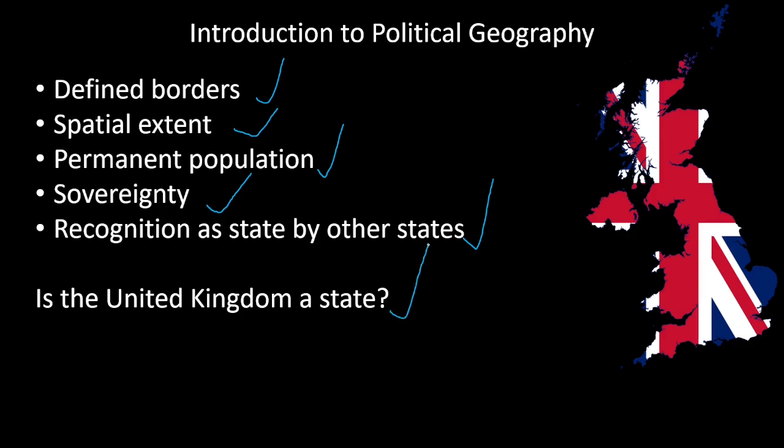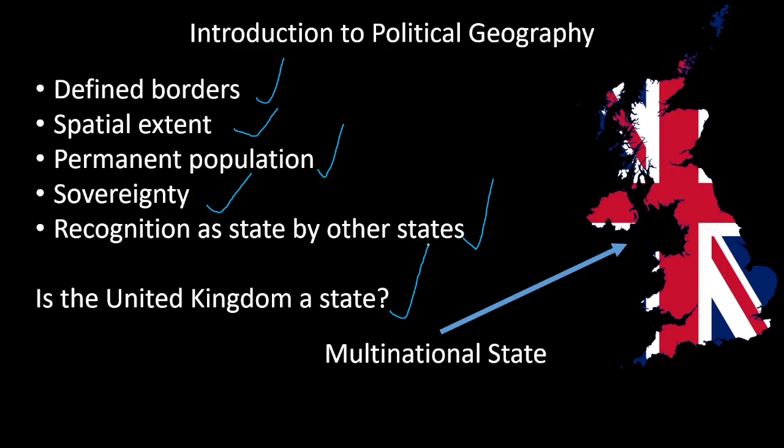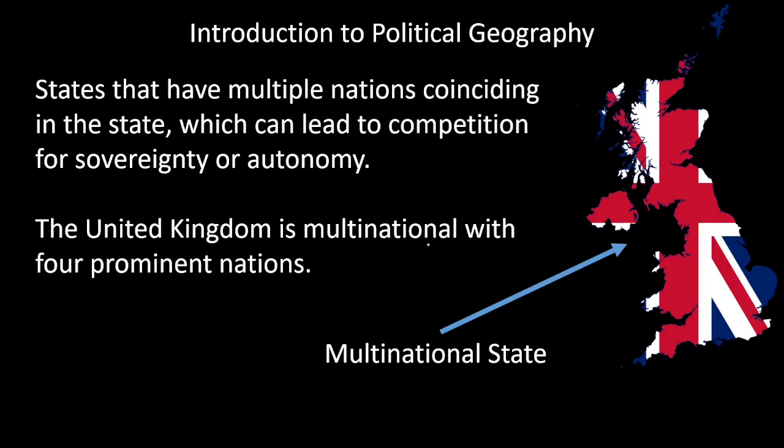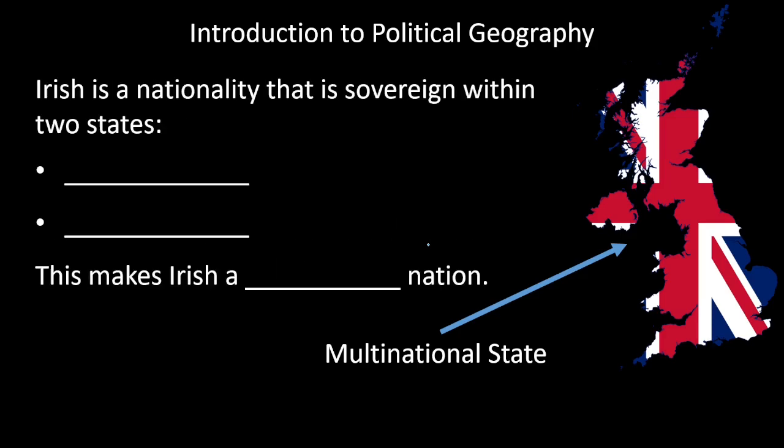What kind of state is the United Kingdom? It is a multinational state. Multiple nations coexist within the state. So these are states that have multiple nations coexisting together, which can lead to competition for sovereignty or autonomy within that state, which we'll learn more about later in Unit 4. And the United Kingdom is multinational with 4 prominent nations: Irish, Welsh, English, and Scottish. And all 4 of those nations have their own regions. Some are autonomous, some are semi-autonomous. So another example of a multinational state is Canada and the United States.